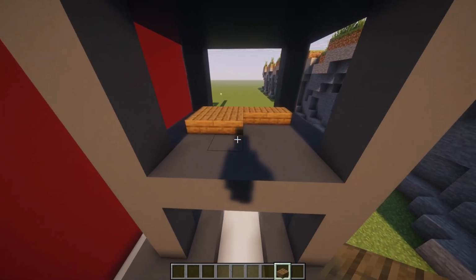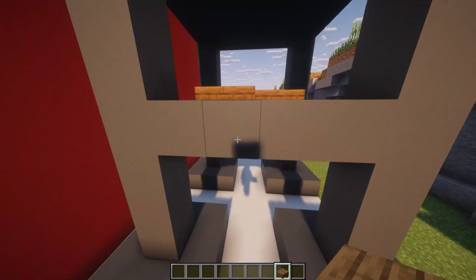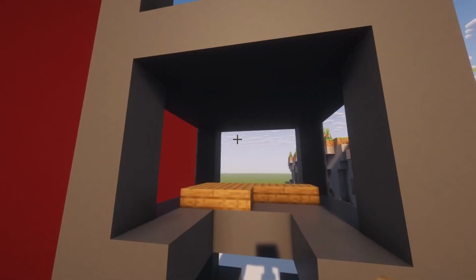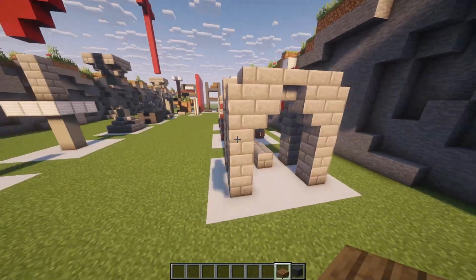Now, be careful of one thing, because this is literally the structure. If you, let's say, want to make a staircase right here, you're just weakening the entire structure and it's all going to fall on you and everything is going to be horrible. And that takes us to arches.